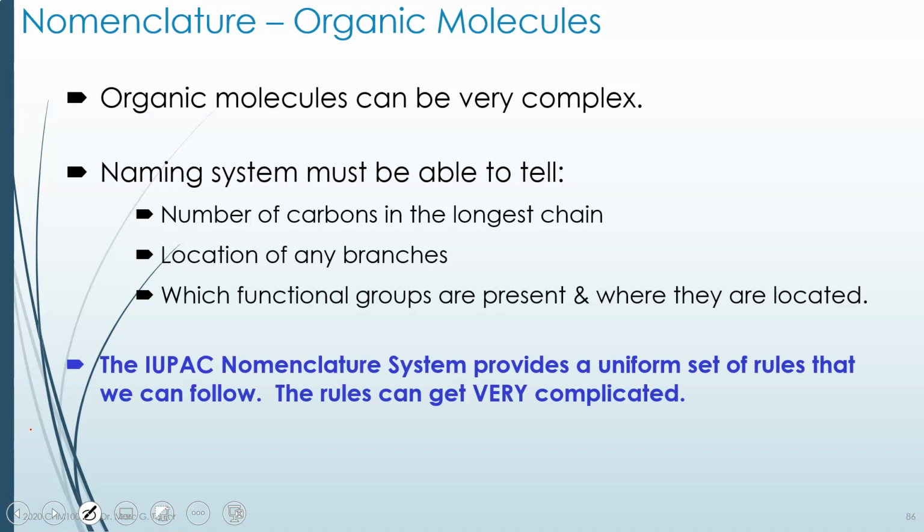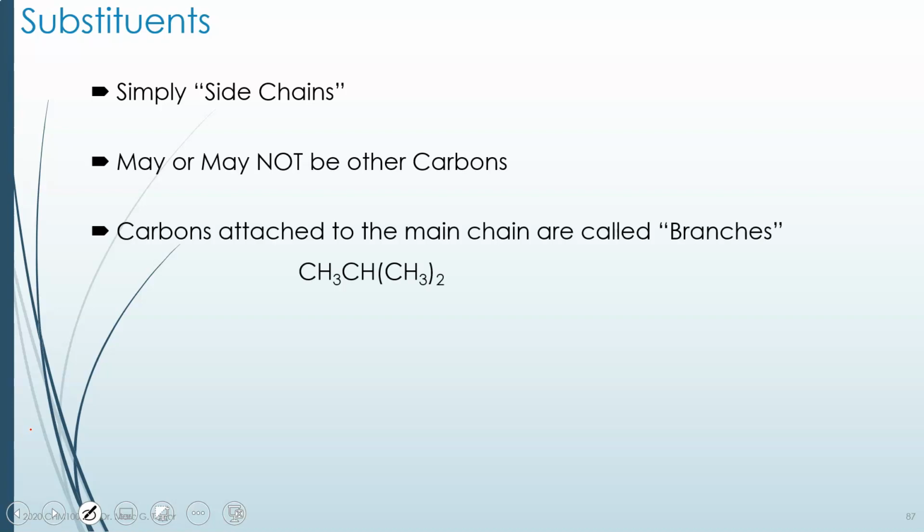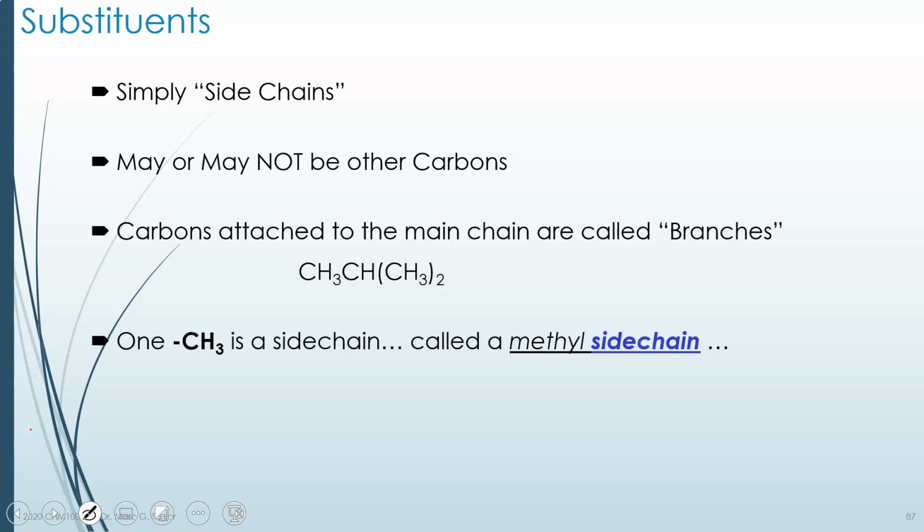So IUPAC makes the rules for everybody to name everything in chemistry, including organic molecules. IUPAC is the International Union of Pure and Applied Chemistry, or chemists. They make the rules, and the rules can get incredibly complicated, but let's just look at the basics of the rules. So substituents, as I mentioned, is just a fancy name for side chains, things sticking out of the main chain. They may or may not be made of carbon. So here's one that we actually looked at already. This is the 2-methyl propane that we looked at earlier.